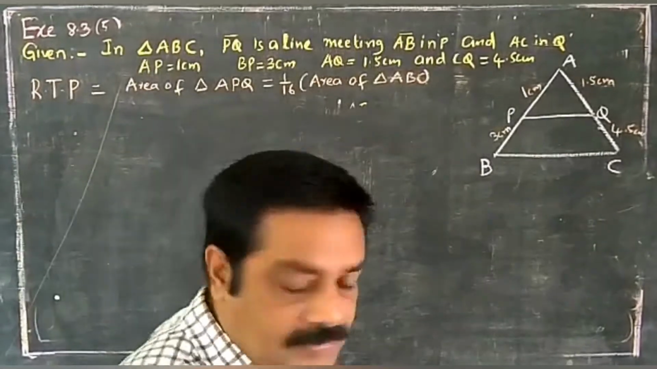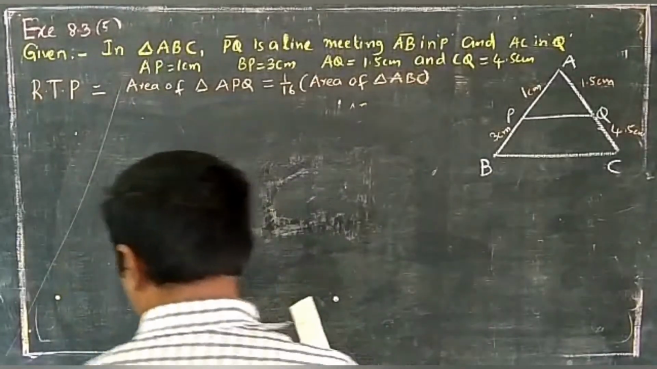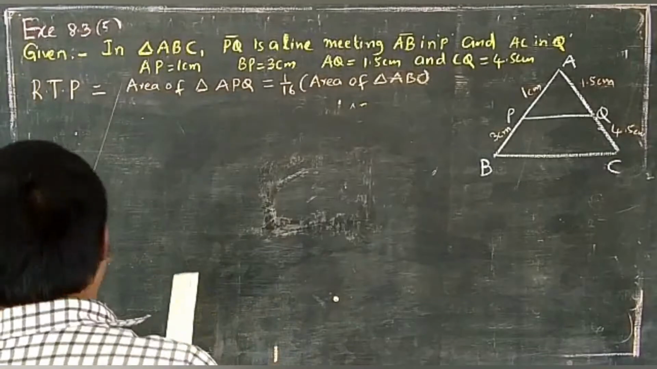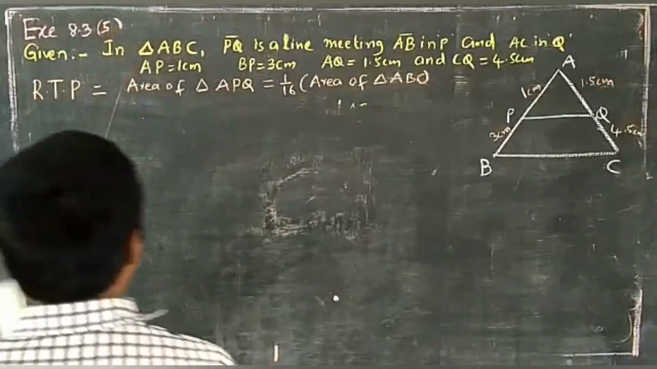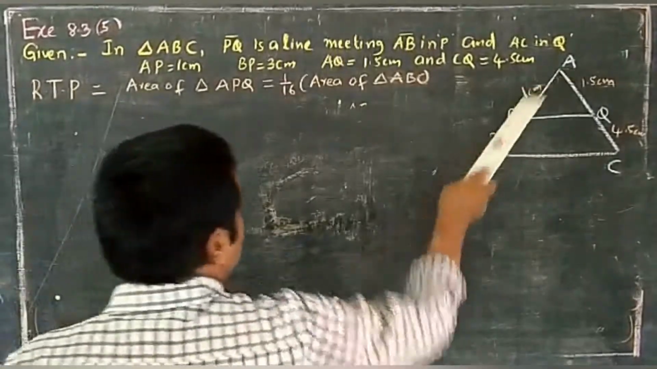Children, this is the fifth question in Exercise 8.3. What is given in triangle ABC?